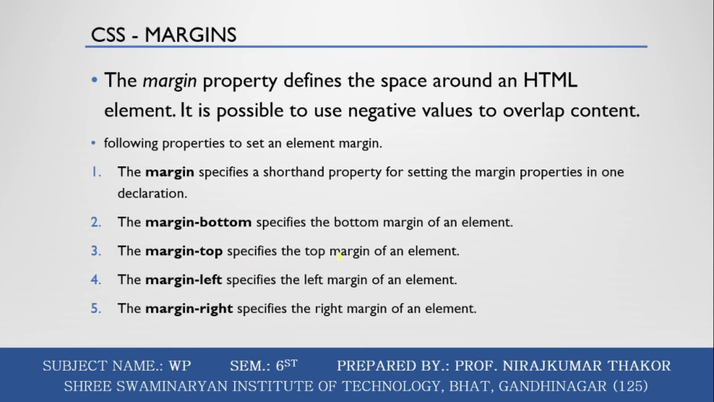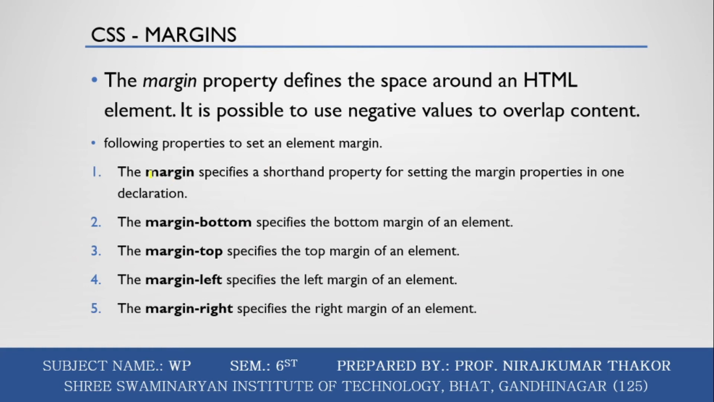Now the next one is the CSS margin properties, how to set the margins in CSS. The CSS margin properties define the space around an HTML element. It is possible to use negative values to overlap the content. Suppose we want to overlap some content, then we have to use values like -10 or -50 percent. Now the following are the properties.